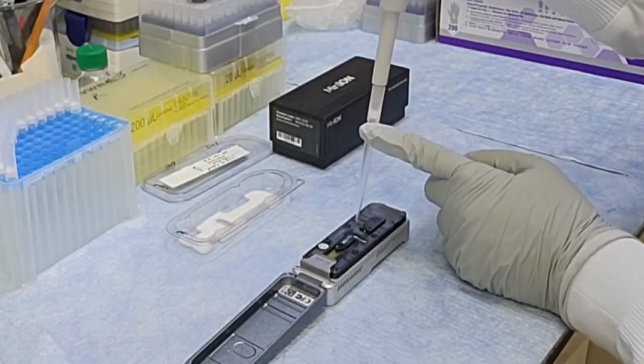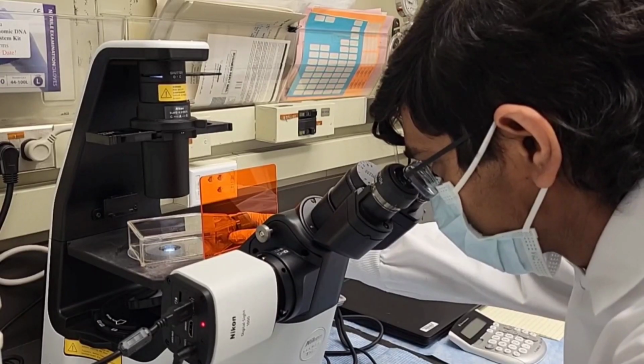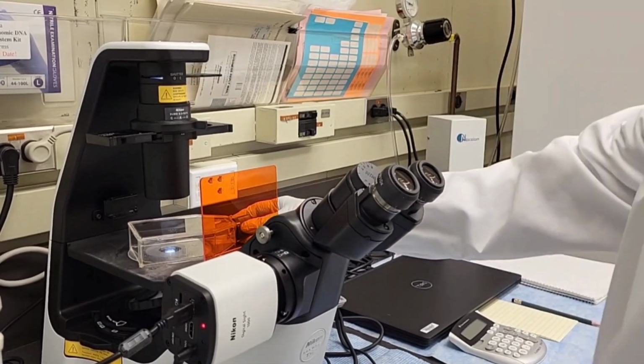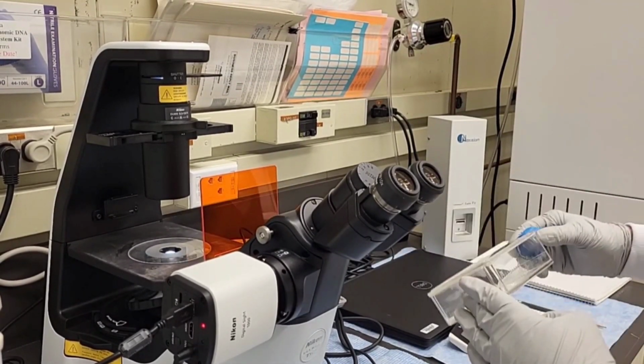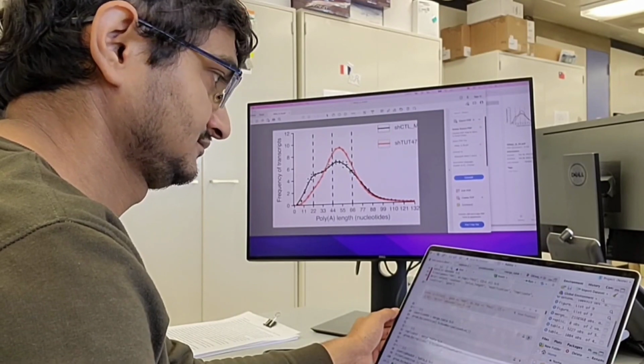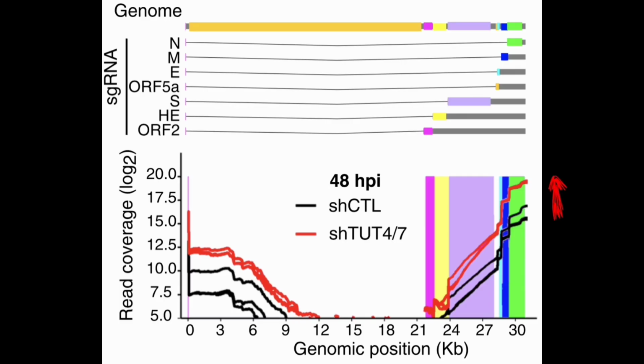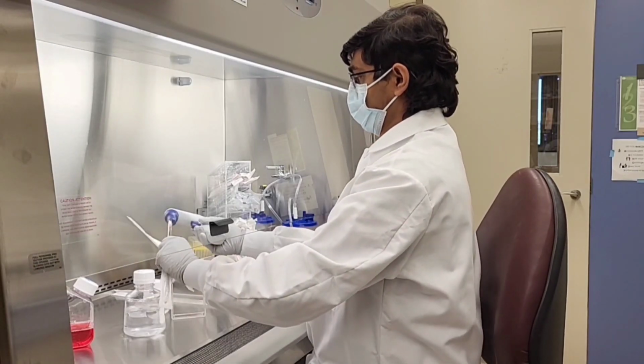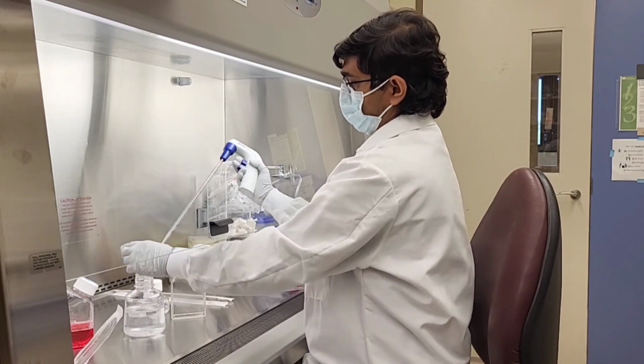Since TUT4 and TUT7 target tails shorter than 30 nucleotides, we examined the virus behavior in TUT4 and TUT7 deficient cells. We observed that infection progression was consistently accelerated in the mutant cells. Moreover, viral RNA load increased approximately 8-fold in TUT4 and TUT7 deficient cells, consistent with TUT4 and TUT7 promoting RNA decay.